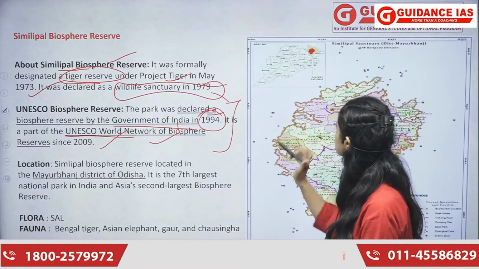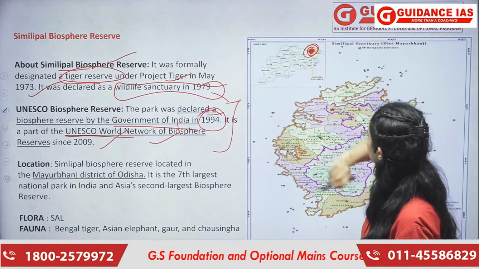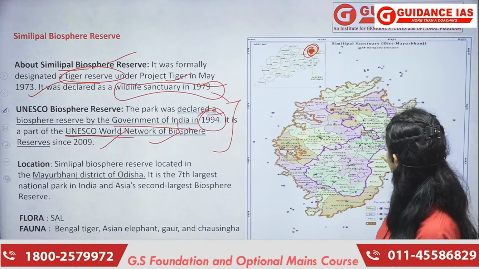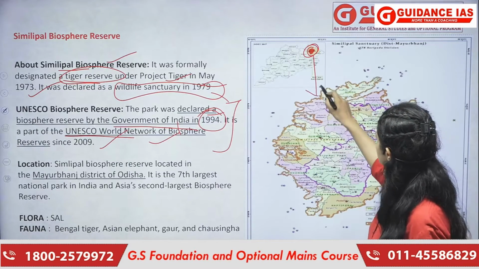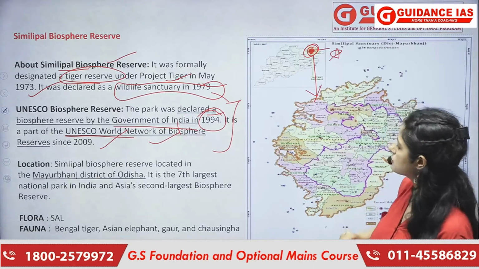It is located in Odisha. This is the map of Odisha. Odisha के यहाँ पर नॉर्थ ईस्टर्न पार्ट में आपको ये जो है Simlipal reserve देखने को मिलेगा. So this position is very important for you to remember, right?